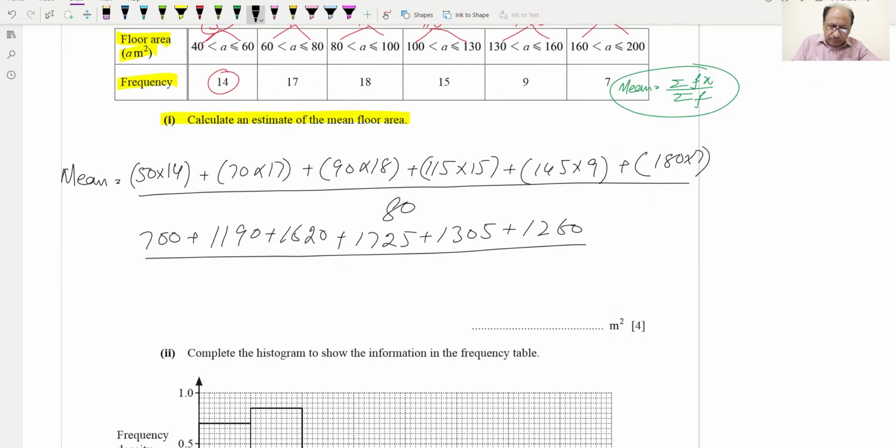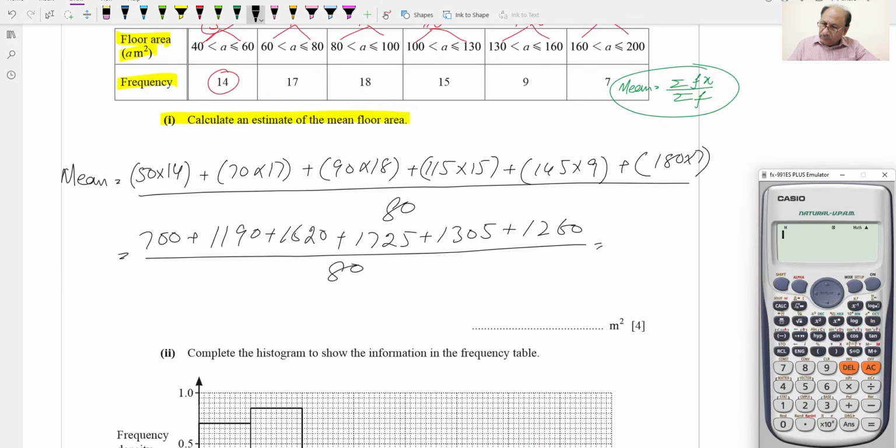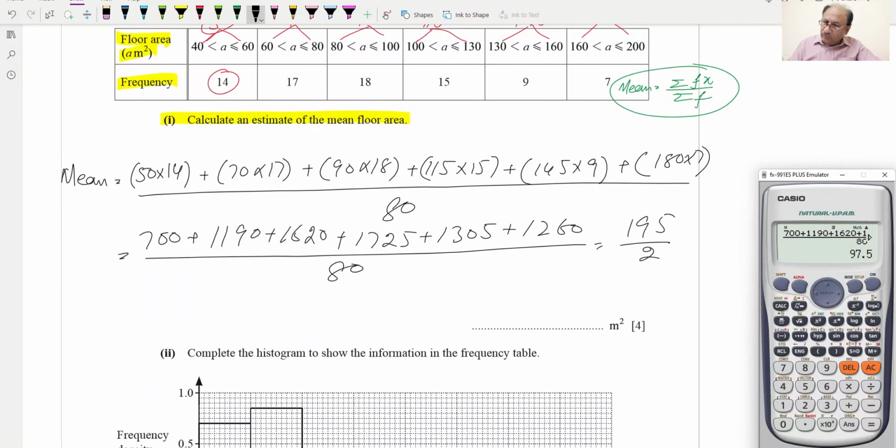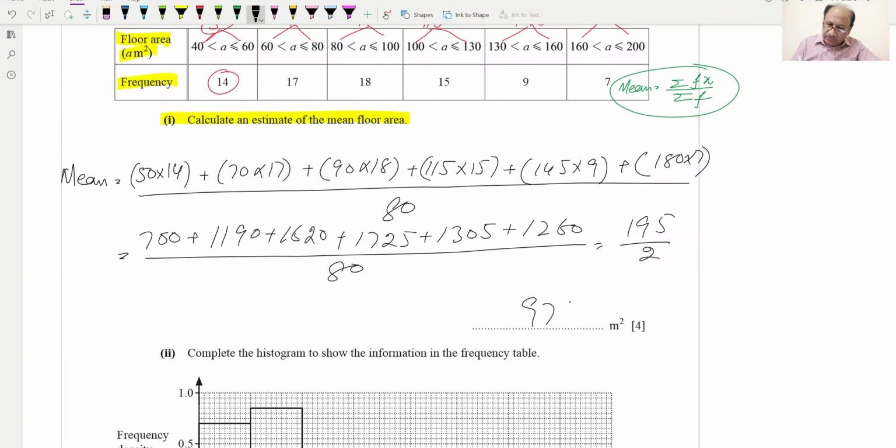Hopefully now we have calculated properly, and this will result in 700. We can take the fraction: 700 plus 1190 plus 1620 plus 1725 plus 1305 plus 1260, divided by 80, is equal to 195 by 2, which as a decimal value will be 97.5. So 97.5 will be our final answer.